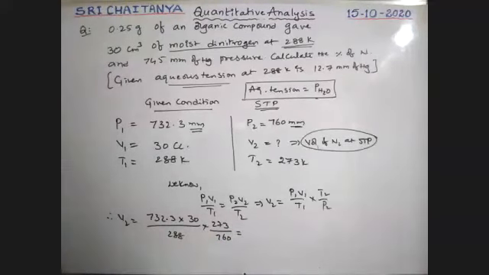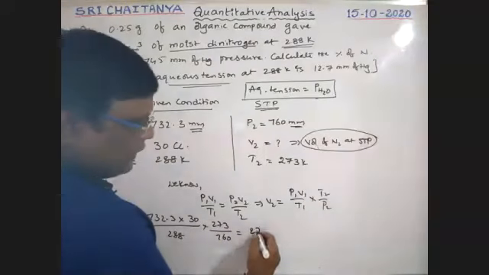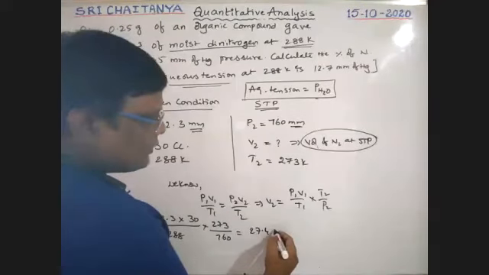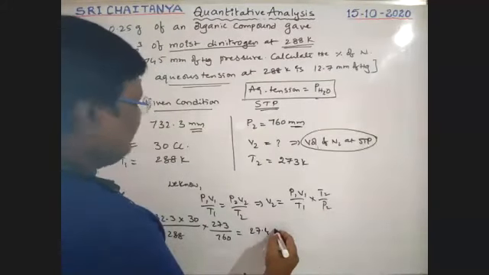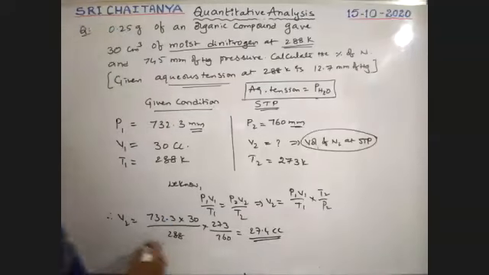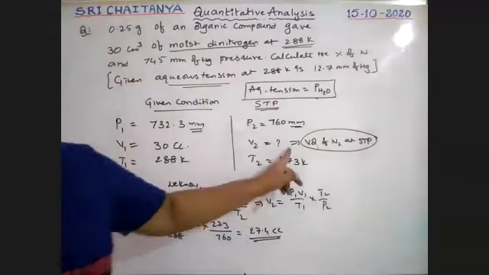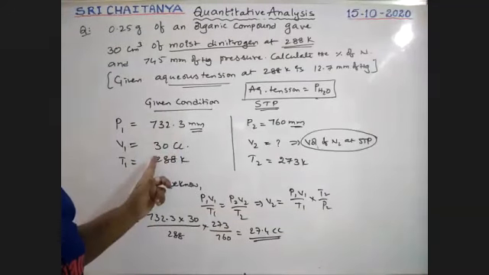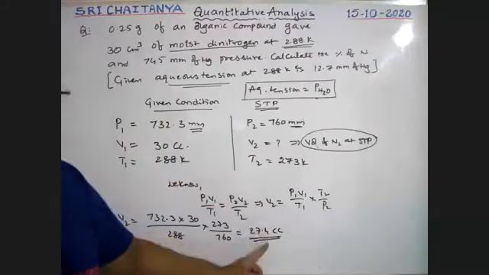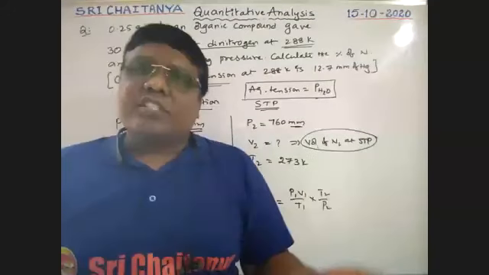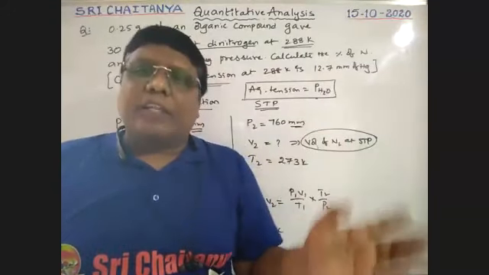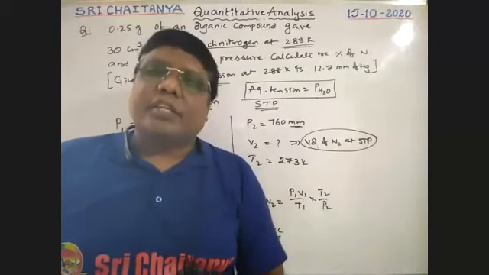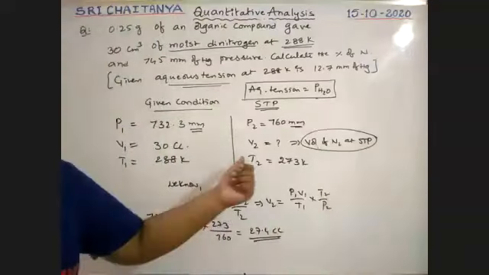So the final calculation is 27.4 cc. This is the volume of nitrogen at STP. Use this value, not the other value, because those are other cases. This is the volume of gas at STP. So whenever other conditions are given to you, the volume of gas should be converted to STP conditions by using this formula.